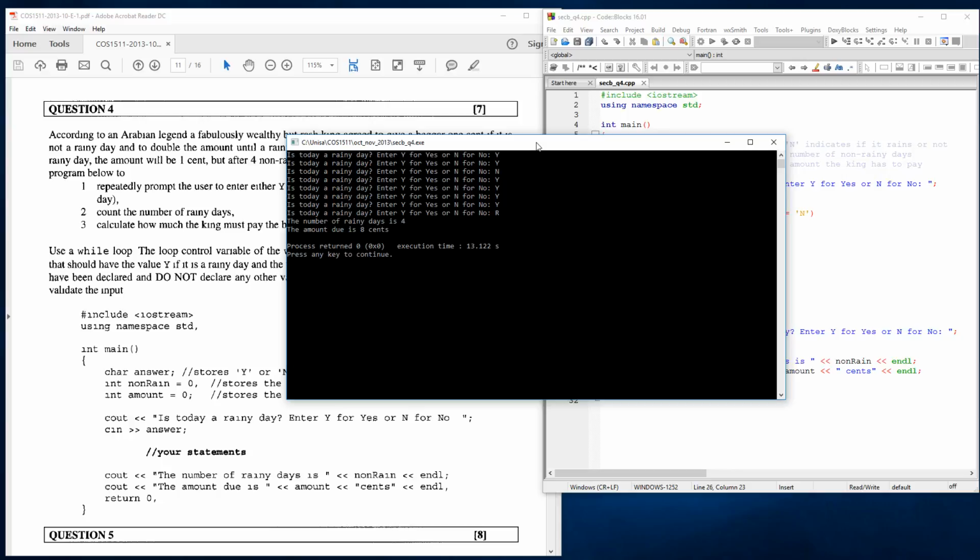You can see there, it says the number of rainy days is 4, and the amount due is 8 cents. So, yeah, that is basically what they had said, and this is how I interpreted the code.